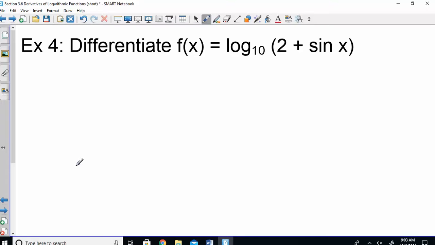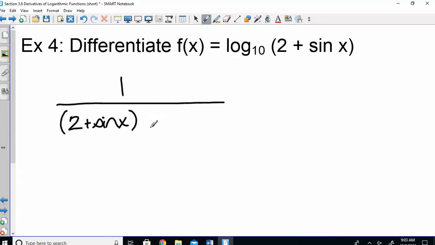So number 4, this one is not a natural log. So we're looking at the same way, it's 1 over the argument, but because it's not a natural log, we'll have to do times the natural log of the base. So 1 over, what is the argument? 2 plus... Okay, times the natural log of 10.